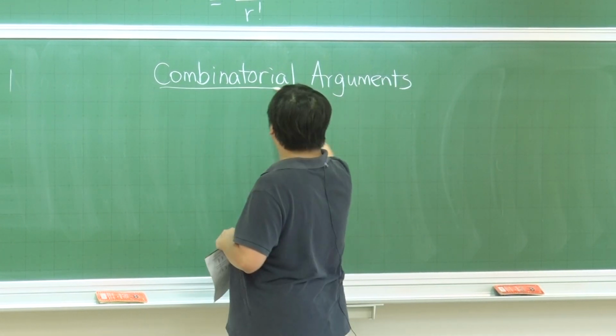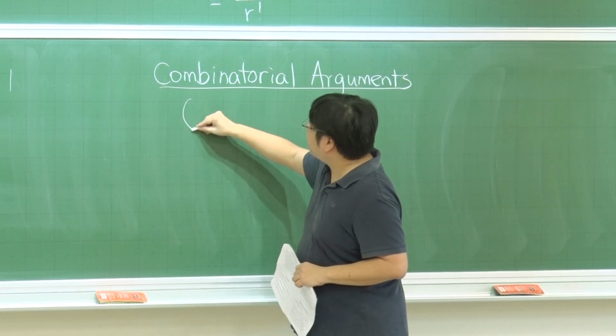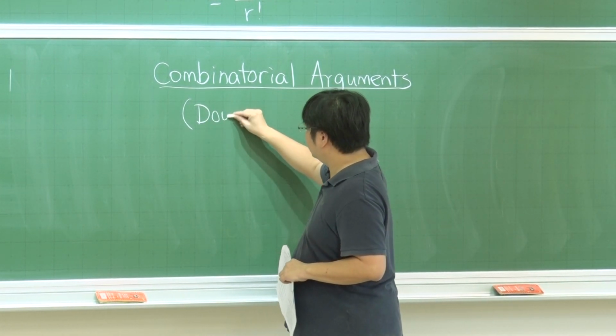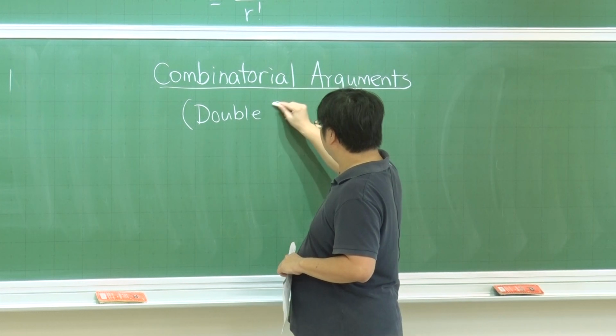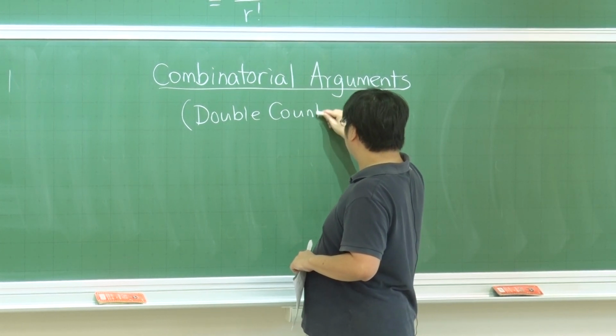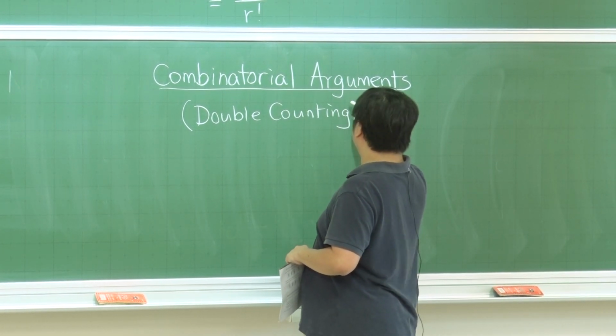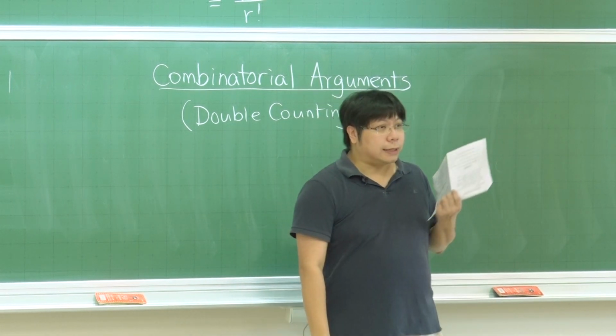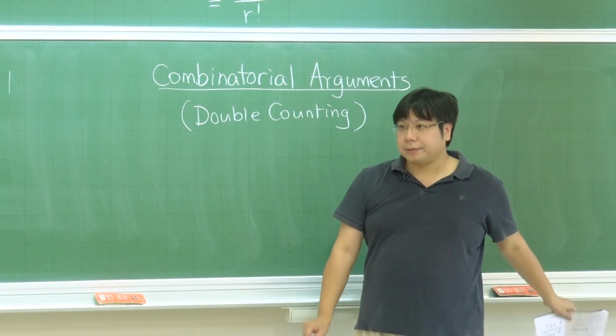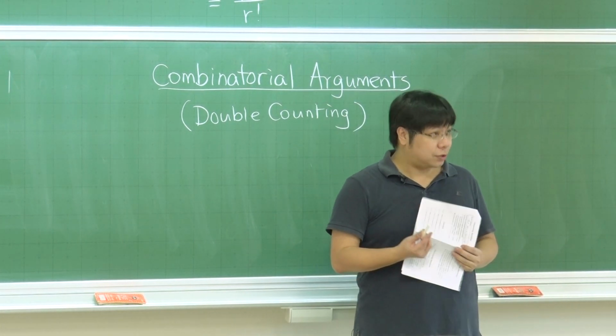Or sometimes people call it double counting. And this is a technique to prove some identities that involves combination terms.